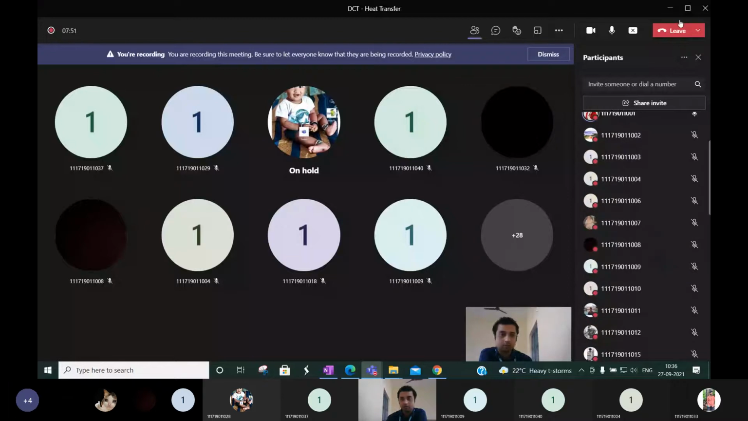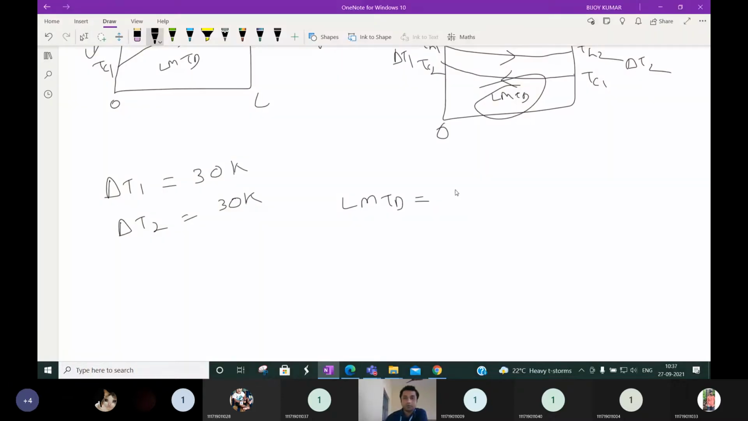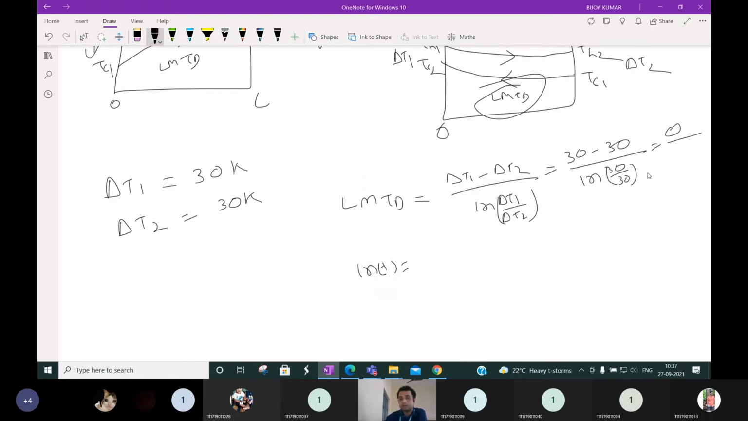Okay, the formula is delta T1 minus delta T2 by ln of delta T1 by delta T2. So 30 minus 30 by ln of 30 by 30. 30 by 30 means what? This is 1, and ln of 1 is how much? Please calculate from the calculator. This is 0 by what is the value of ln of 1?